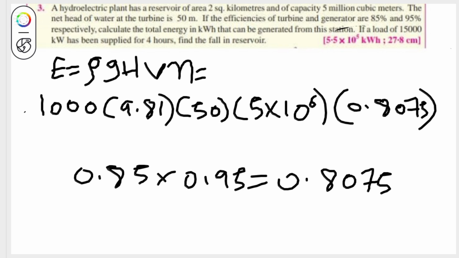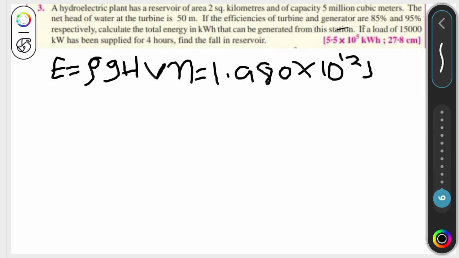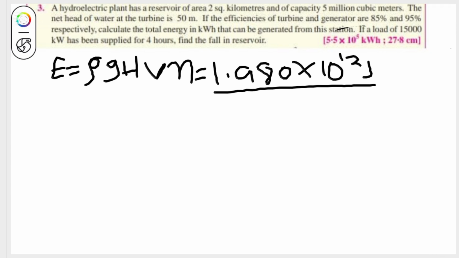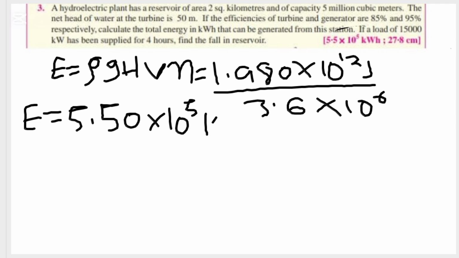So my energy should now be equal to 1.980 times 10 raised to the power of 12 joules. The next thing that I'm going to do is convert it. As usual, to convert joules to kilowatt hours, we divide by 3.6 times 10 raised to the power of 6. So therefore my new E should now be equal to 5.0 times 10 raised to the power of 5 kilowatt hours.